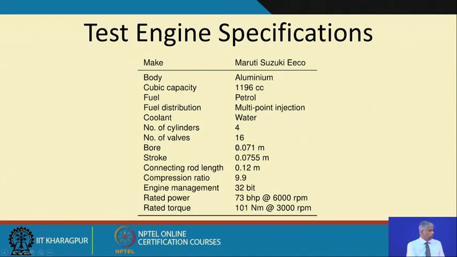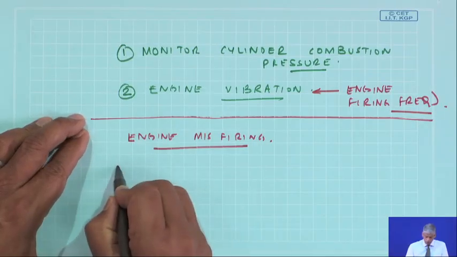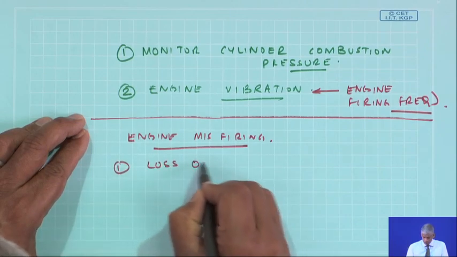So, this is the specification of this engine. The total cubic capacity is about 1200 cc. It is a petrol multi-point injection water cooled engine. The number of cylinders is 4 with 4 valves per cylinder, and the compression ratio is 9.9. It has a 32-bit ECU. The rated horsepower is about 73 bhp at 6000 rpm and 101 Newton meter at 3000 rpm. So, what are the typical faults which can occur in an IC engine? Of course, one is loss of power.